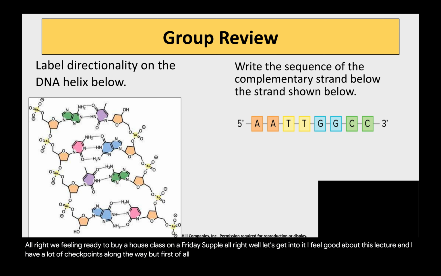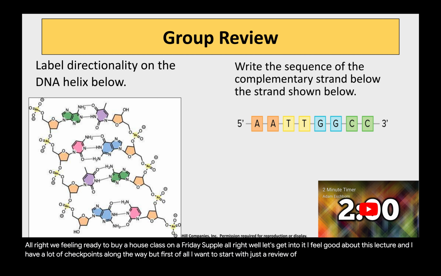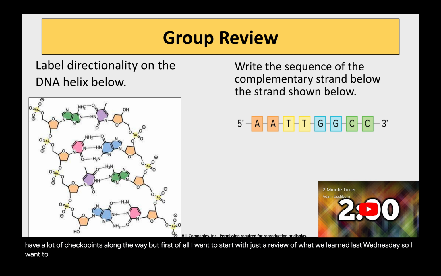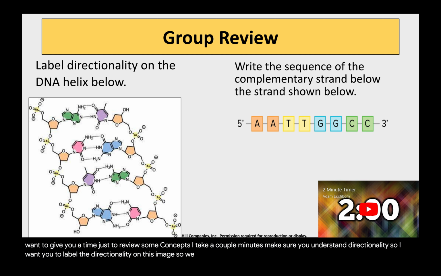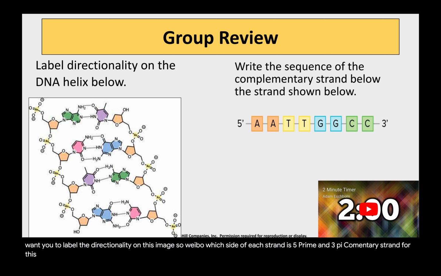But first of all, I wanted to start with just a review of what we learned last Wednesday. So I want to give you time just to review some concepts. Take a couple minutes. Make sure you understand directionality. So I want you to label the directionality on this image. Label which side of each strand is 5' and 3'. And then I want you to write the complementary strand for this DNA sequence shown here. So take a couple minutes and work through that.